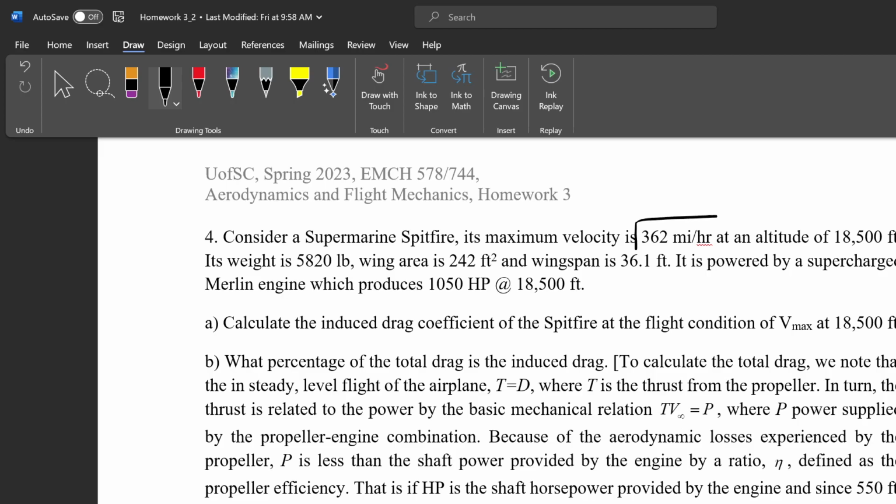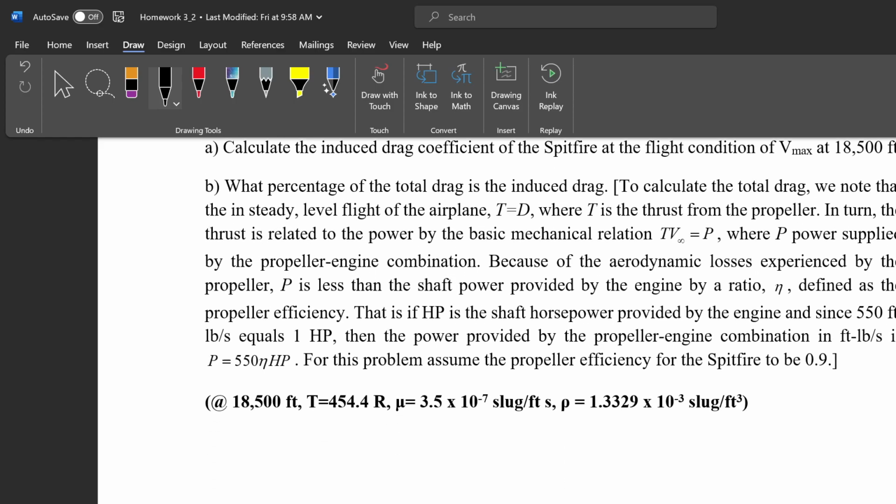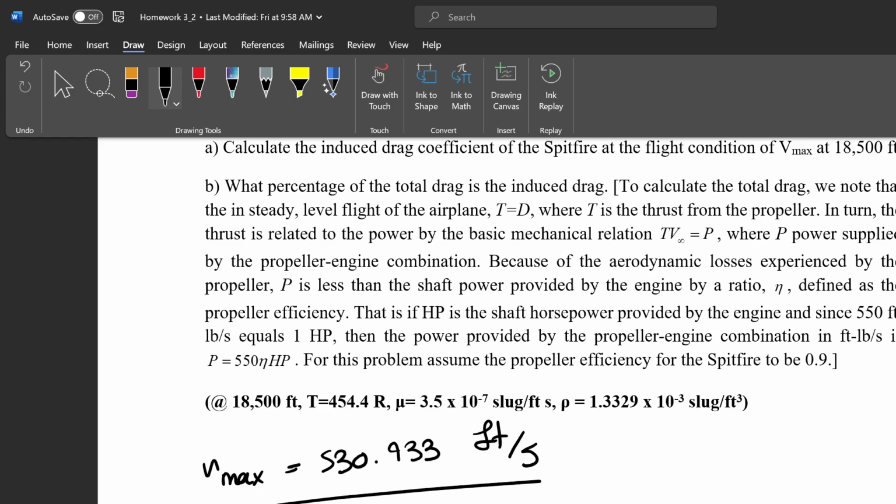So our velocity is 362 miles per hour. So again, we are dealing with miles per hour. We have to convert this to feet per second. That is going to be your first step. So let's do the conversion. 362. V max is going to be equal to 530.993 feet per second. That is our V max. And for part B, we are also told to find the percentage of the total drag that is induced drag.